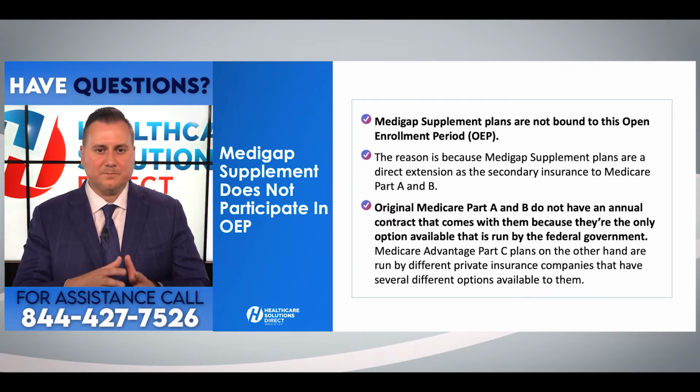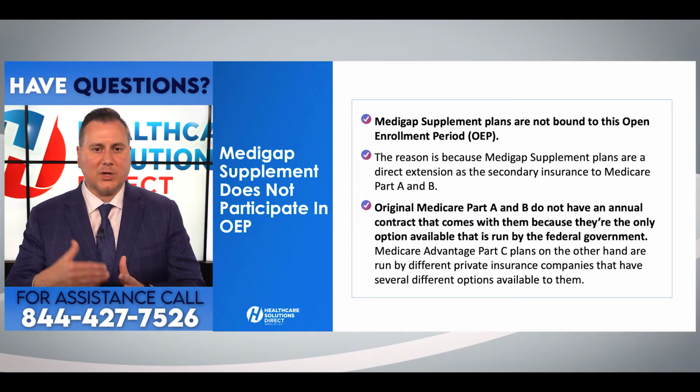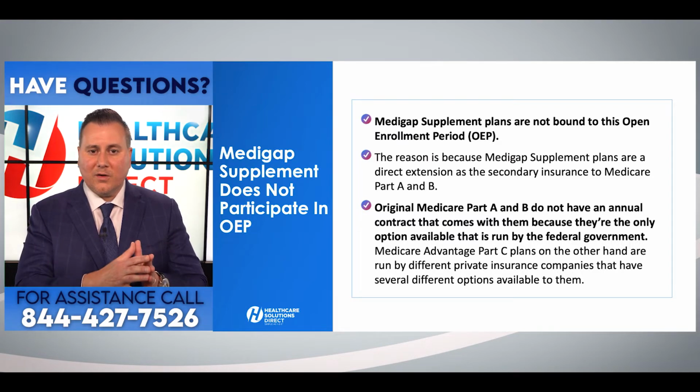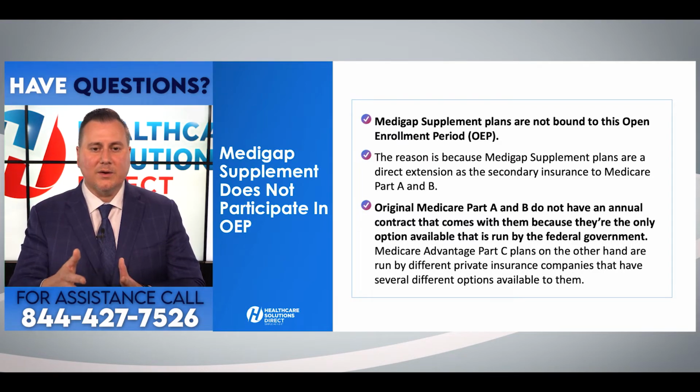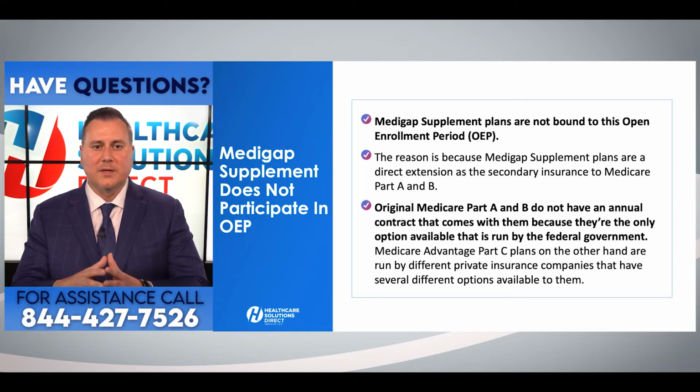Let me repeat that again. Original Medicare Part A and B: once you sign up for Medicare Part A and Part B, there's no annual contract. You don't have to keep doing it, because that's the only option that's available through the federal government. Medicare Advantage Part C plans, on the other hand, are run by private insurance companies that have several different options available to them that are actually annual contracts away from the federal government.